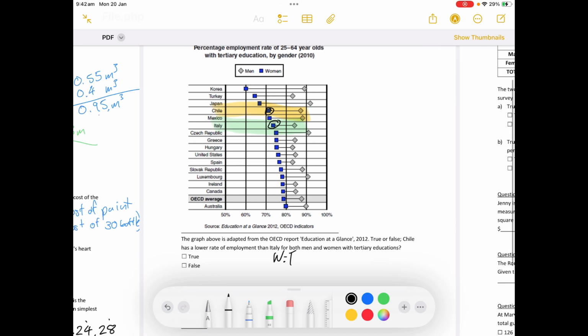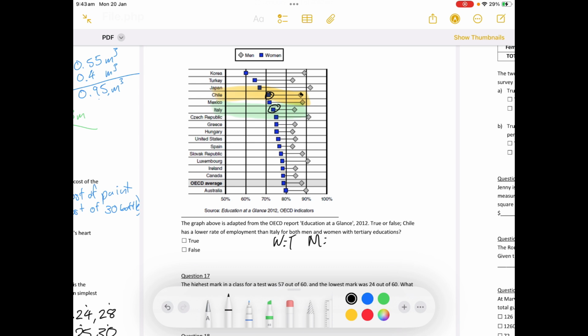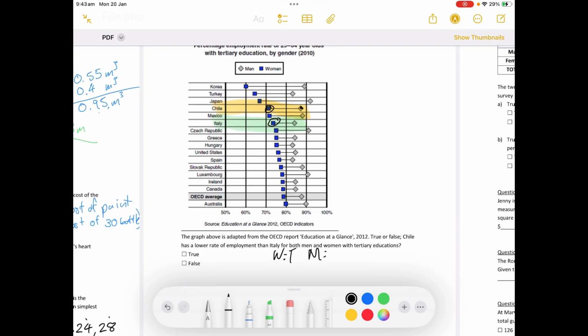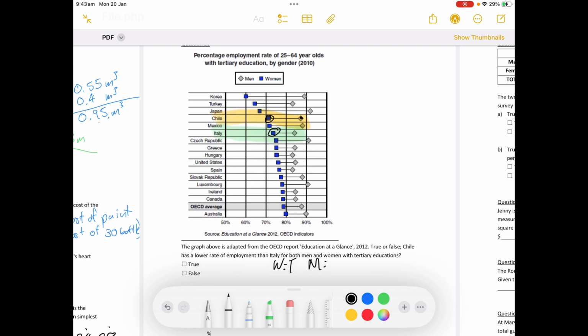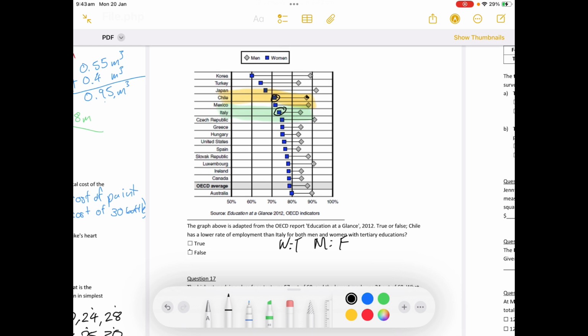Okay, but we're saying both, so let's have a look at the men. Alright, for the men, Chile's rate, that's here. Okay, so that's roughly, I don't know, 88%. Whereas Italy, for the men, I'd say that's closer to 85. So for that one, Italy has a lower rate. So I would say lower rate of employment. Yes, that's correct. So that means for this one, it's false. So I'm going to answer false here.